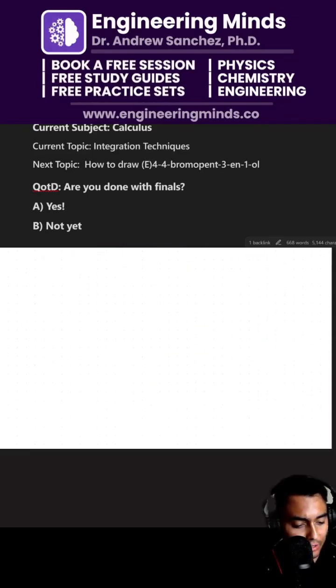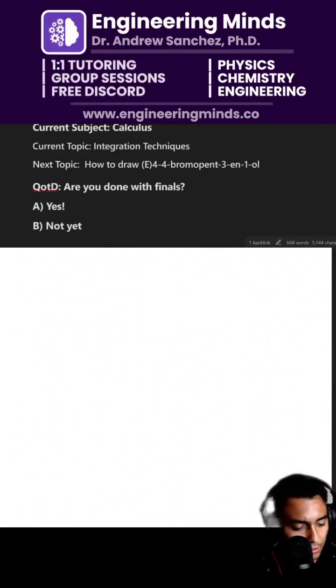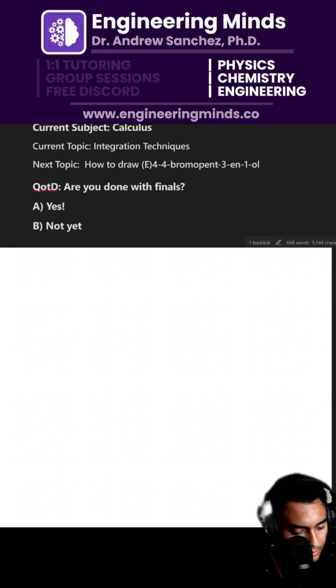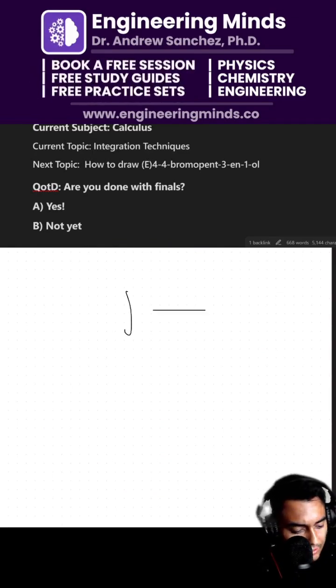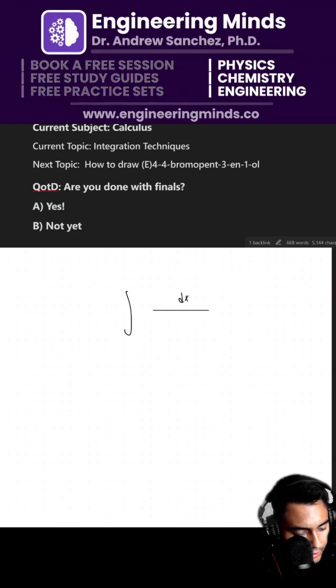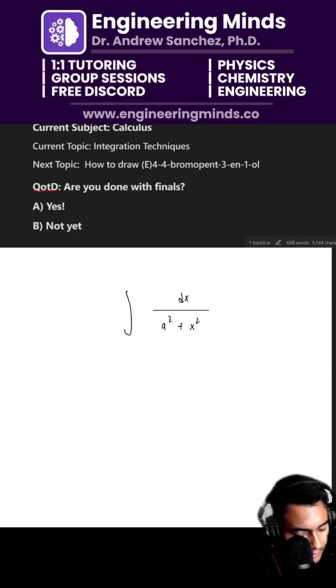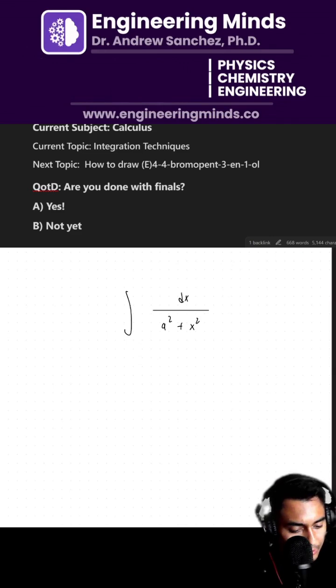Last one is going to be trig subs. So I'm just going to tell you one of them is going to be dx over a squared plus x squared. So there's 3 trig subs you need. This is the first one.